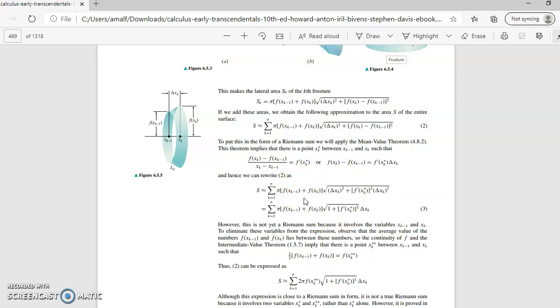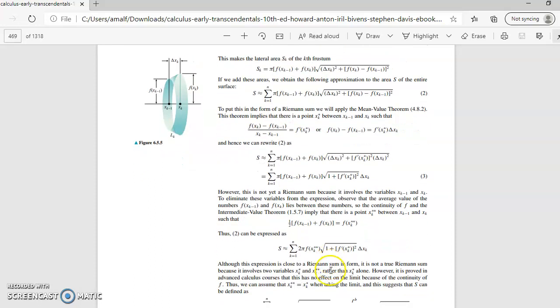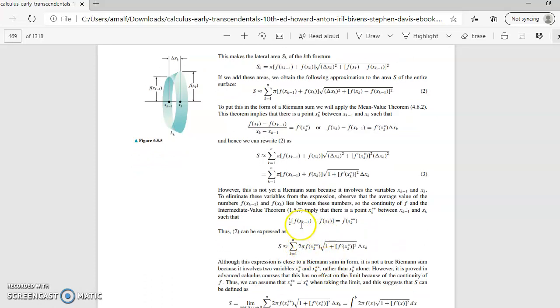How do you get the integral? So f of xk minus 1 plus f of xk can be put as 2 times f of xk double star. Then simplifying S, it can be written as the summation k equal to 1 to n of 2 pi f of xk star root of 1 plus f dash of xk whole square delta xk.